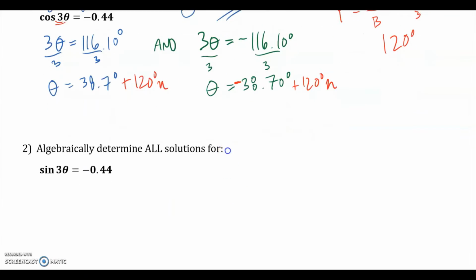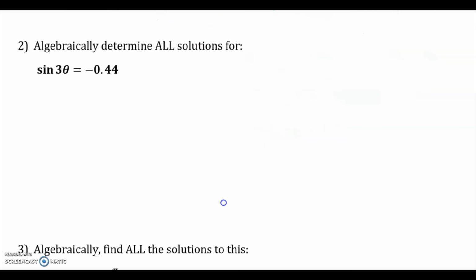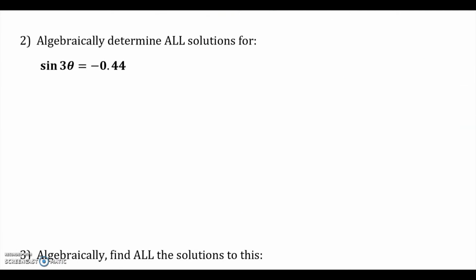Let's drift to number 2. Essentially the same problem, but we have the sine of 3 times an angle is negative 0.44. Begin with an inverse sine. So I've got 3 theta equals negative 26.10 degrees. And here's the moment we arc sine.